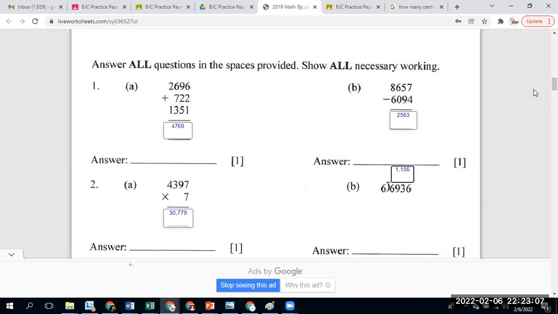The answer for A is 4,769. B is 2,563. 2A is 30,779. And B is 1,156.